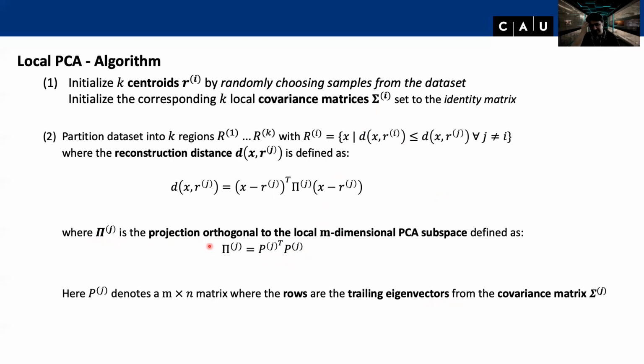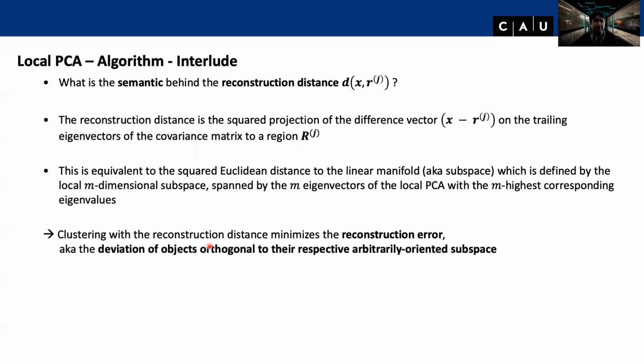But still, when we are dealing with these terminologies, you may say, I haven't understood a single thing about that. So let's dive a bit deeper into this by interrogating what is actually the semantic, the meaning behind the reconstruction distance. So the reconstruction distance itself is the squared projection of the difference vector, an object x minus its corresponding mean, or medoid, so to speak, on the trailing eigenvectors of the covariance matrix of a region. Still not any more clever, but maybe this may help.